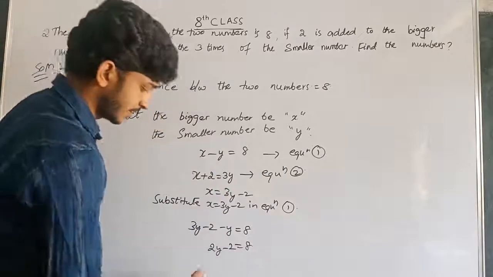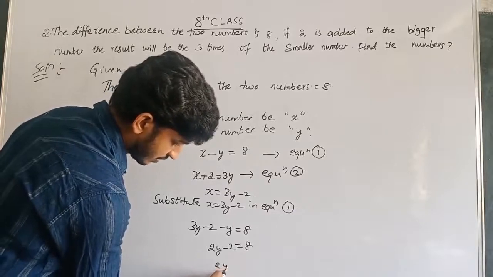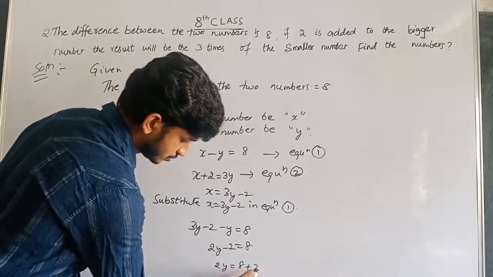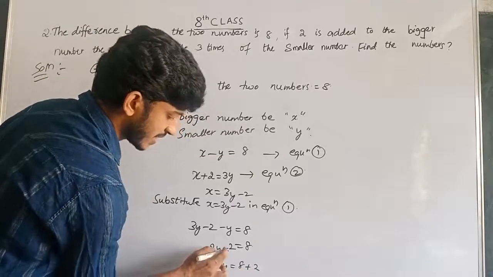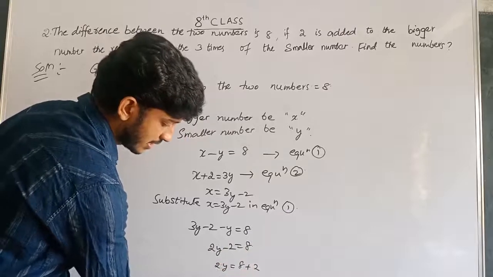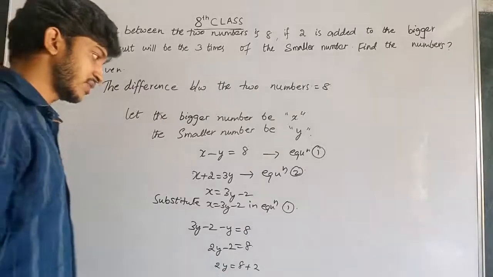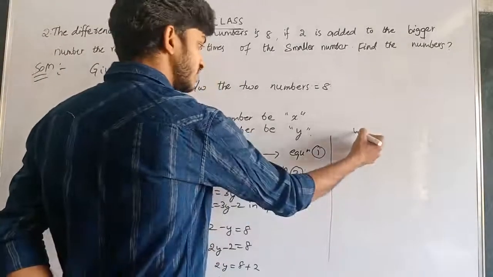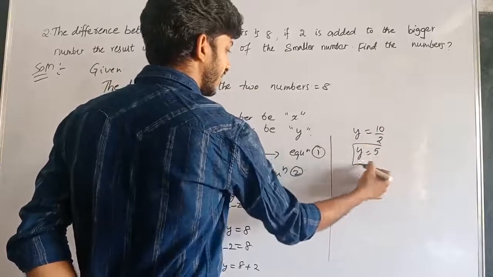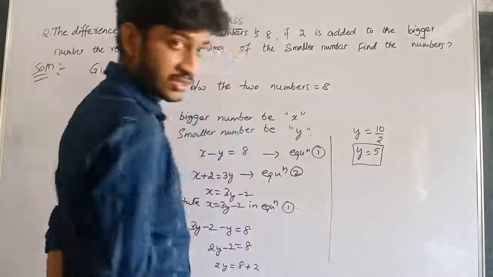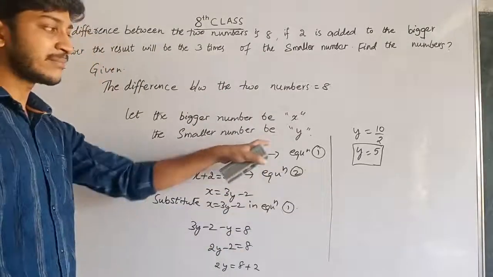And here 2y equals 8 plus 2. I am sending this minus 2 to the right side, that's why it becomes plus 2. 8 plus 2 equals 10. 2y equals 10. Then y equals 10 by 2, so y equals 5. What is the value of y here? 5, which means the smaller number is 5.